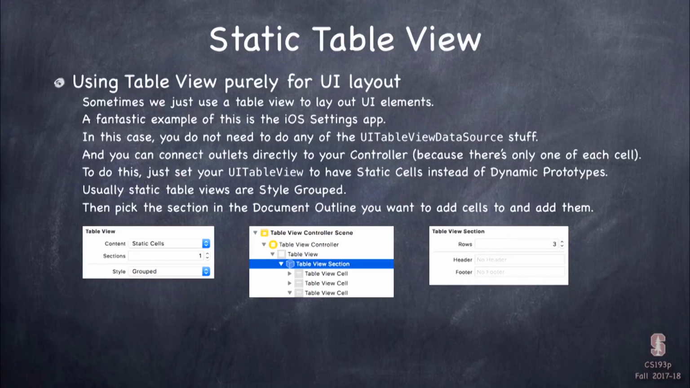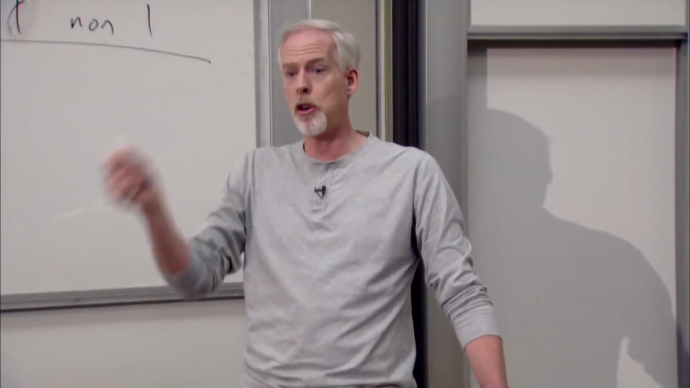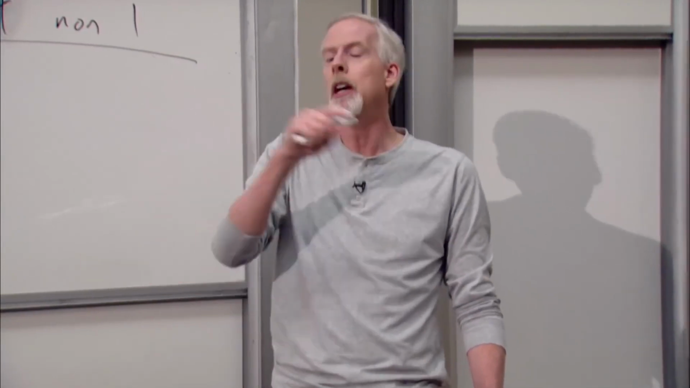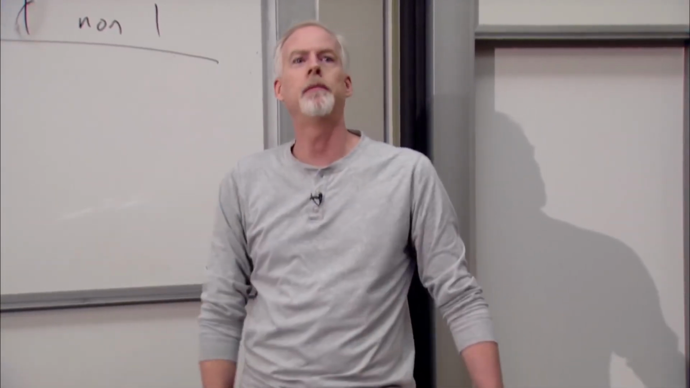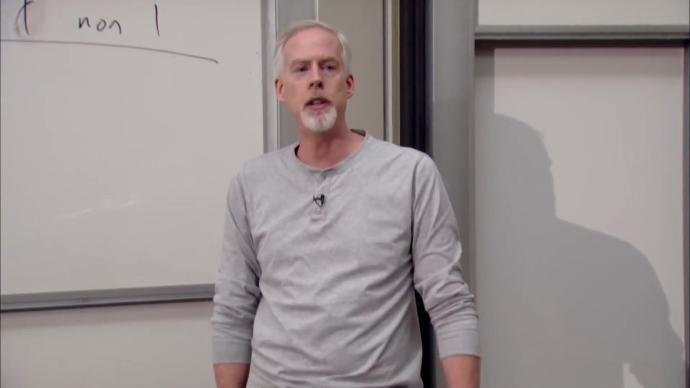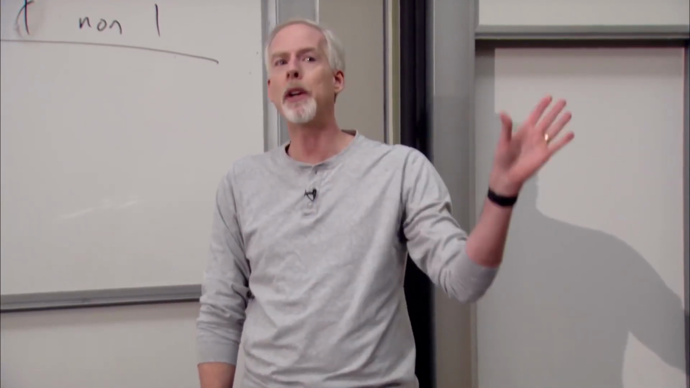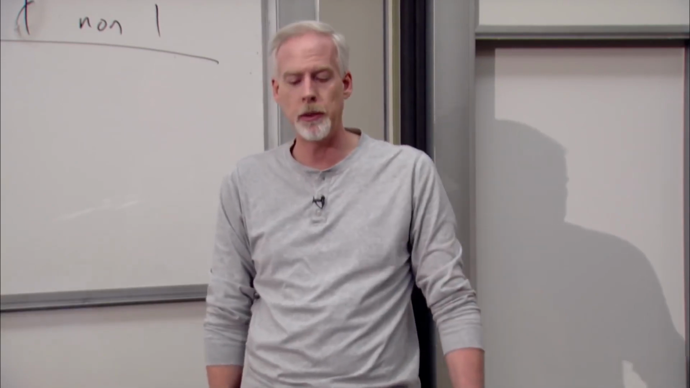Because a lot of people are like, oh, how do I add a row to this section? I can't figure it out. That's how you do it. Document outline, click on the section, inspector, hit the number of rows you want. Okay? And then you just start dragging in labels and buttons and switches, whatever you want to do, and control dragging them right to your controller. Okay? Because it's just a way to lay those things out. So that's a totally different kind of table view we call static table view.